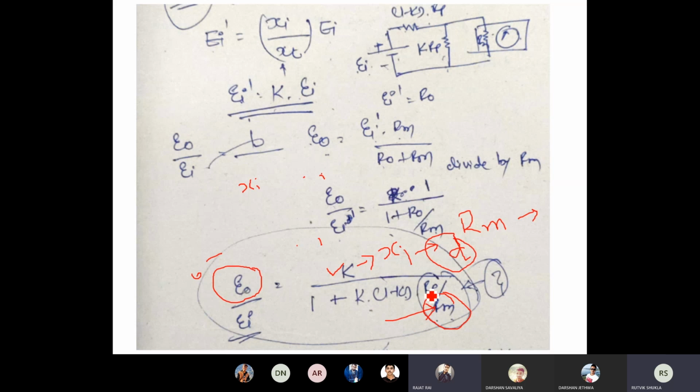Clear? Now see what this factor says. It is Rp by Rm. It means higher the Rm, lesser the value of this particular factor, which is denoted by Z.